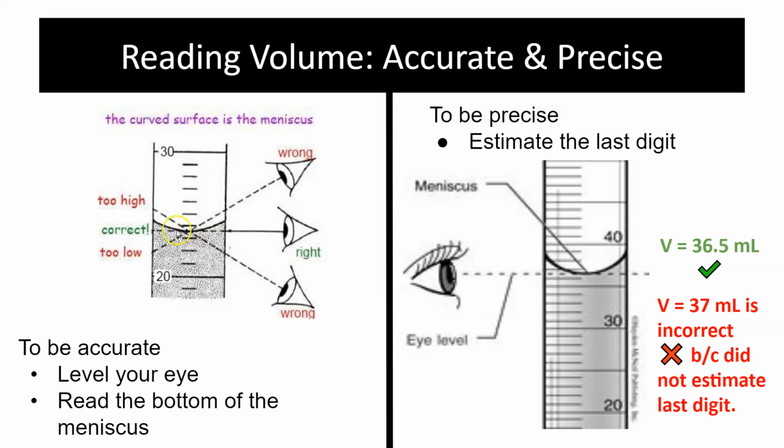The other thing is you want to read the bottom of the meniscus. So you don't want to read up here at the top of the curve. You want to read at the very bottom of the curve.